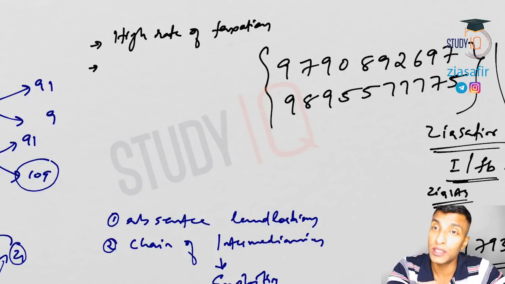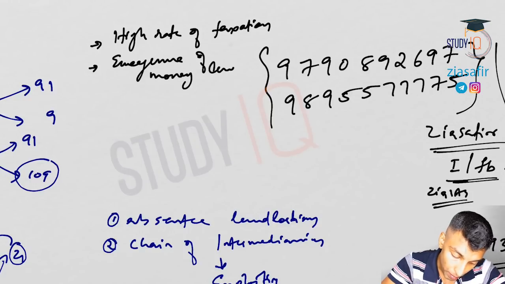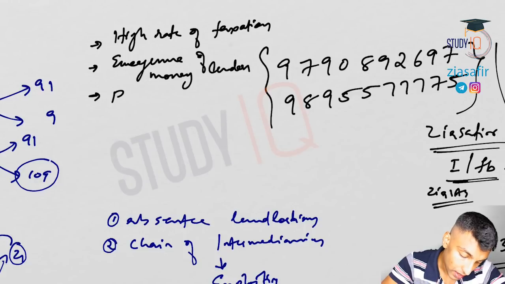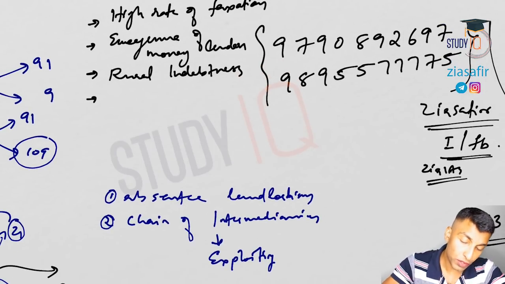So that led to the emergence of money lenders, and they lend at a very high interest rate. So ultimately these people landed in debt. So that led to rural indebtedness. So what I can write here is emergence of money lenders. Okay, then that led to rural indebtedness. Okay, now because of this, what will happen?